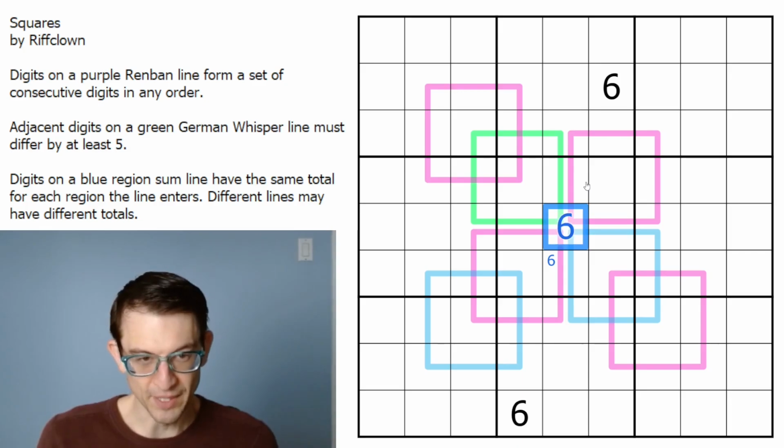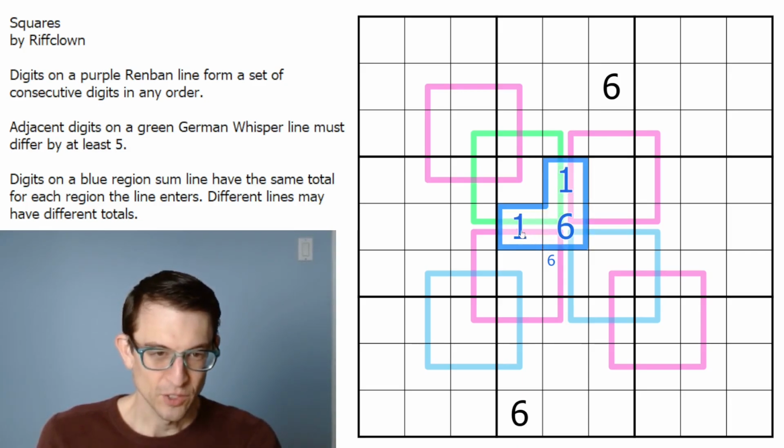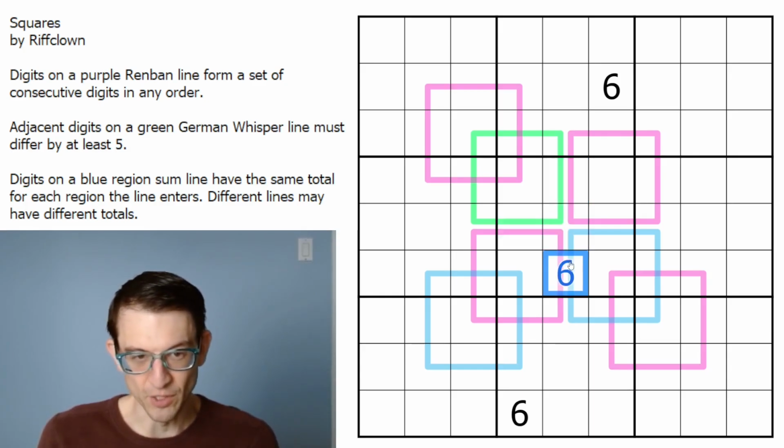And the same thing is going to happen here, right? I have to put a 1 in both of those spots. That would break the box. So I can't have a 6 there. So my 6 is going to have to go here.